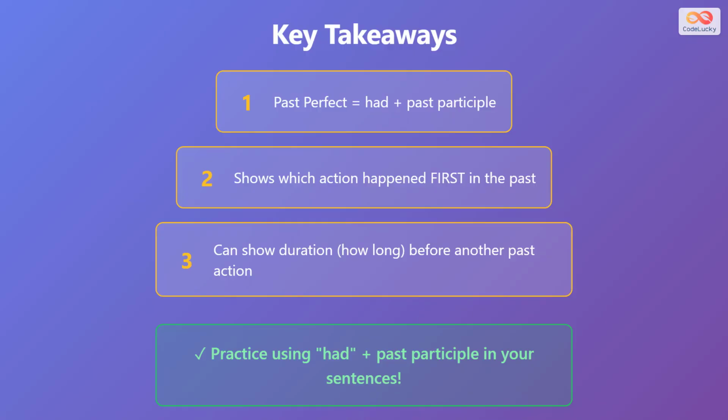Let us review the key points. First, past perfect is formed with had plus the past participle. Second, it shows which action happened first when you have two past actions. Third, it can also show how long something had been happening before another past action. Practice using had plus past participle in your sentences. The more you practice, the more natural it will become.